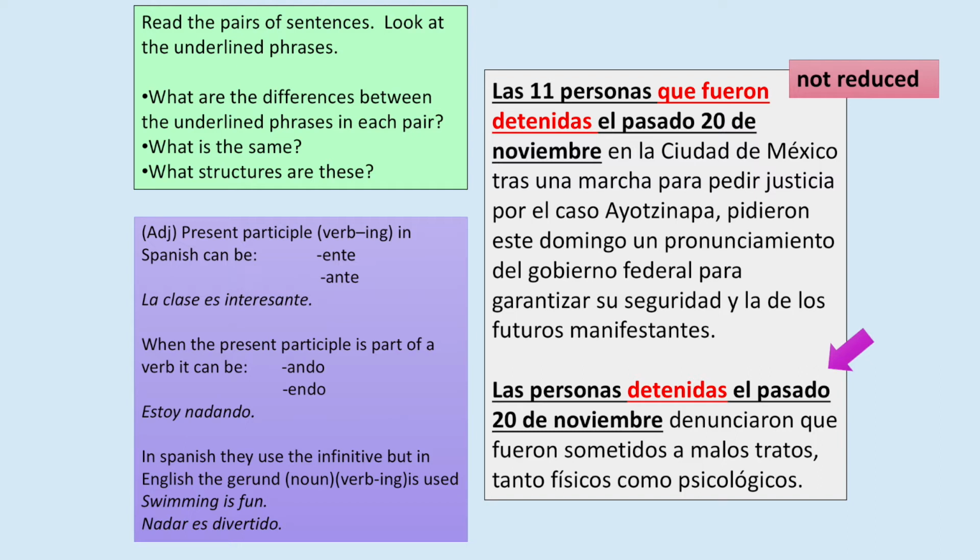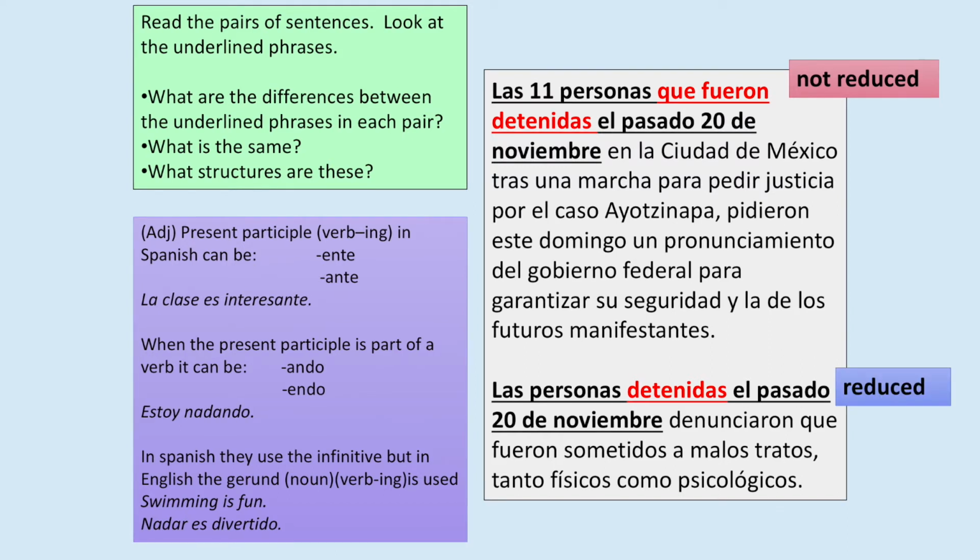Look at the second sentence. Las personas detenidas el pasado 20 de noviembre. You see how this sentence is different from the first one? This sentence has a reduced adjective clause. See how you have the connector and the be verb in the non-reduced adjective clause, but you do not have those in the reduced adjective clause.